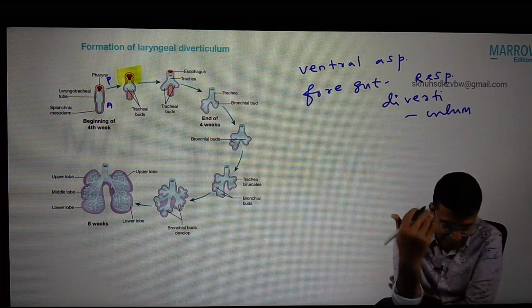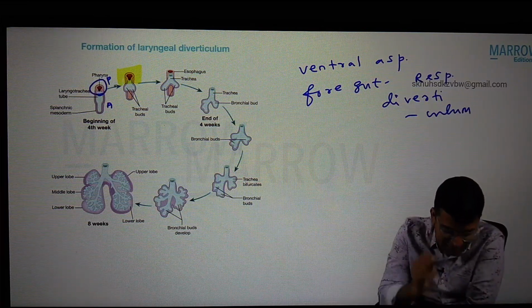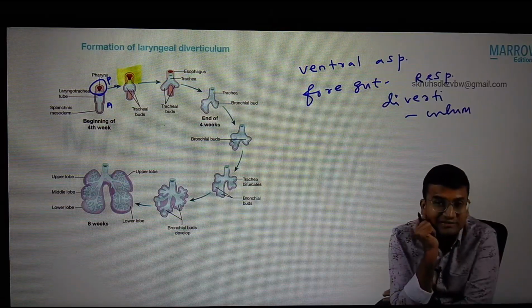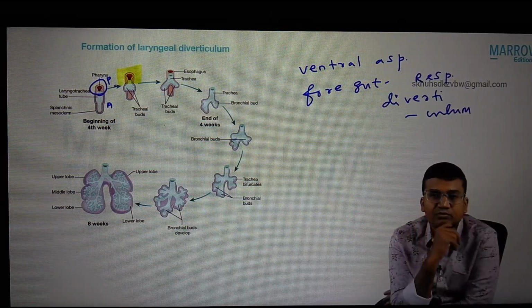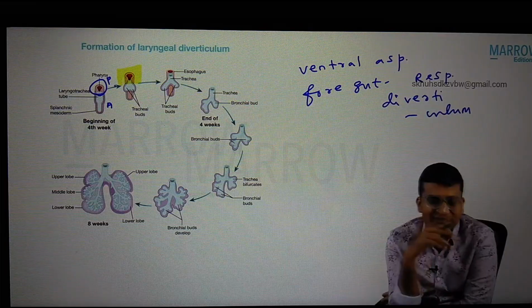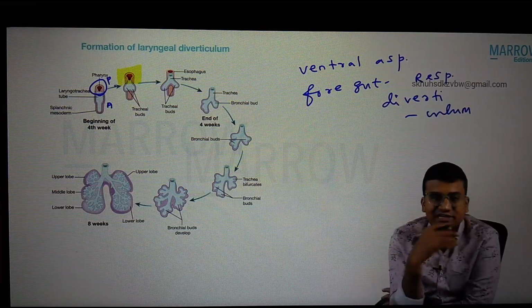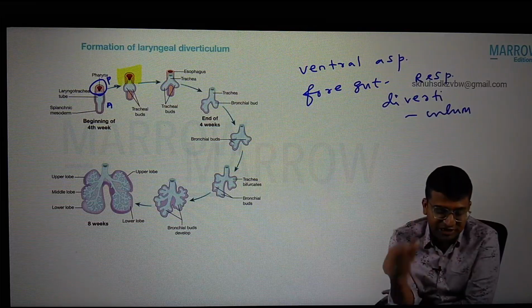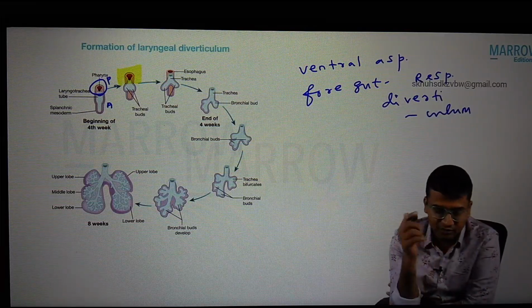Now see the upper end, the cranial end. In the cranial part, we have a communication between the respiratory diverticulum and the foregut tube. We have to close this gap, otherwise there is a communication between the trachea and esophagus. So now we need one septum. What septum? The tracheo-esophageal septum.